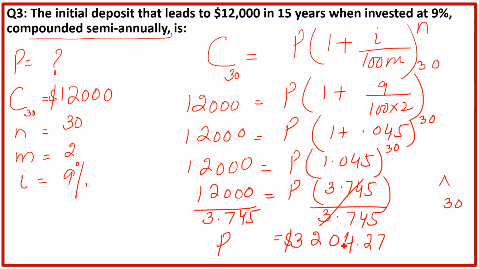So see, this is the initial deposit, means you have $3,204 today. You are going to invest for the next 15 years compounded semi-annually, and then you will get 12,000. So this is the answer. But again, this is the multiple choice question. If you see A, B, C, D, it is the D option according to your book.